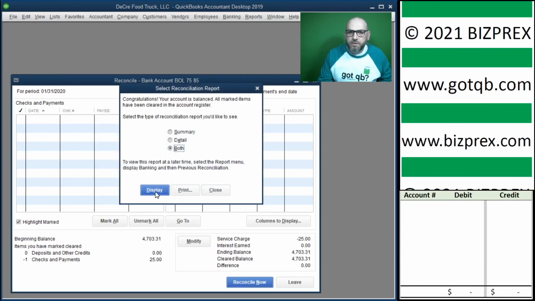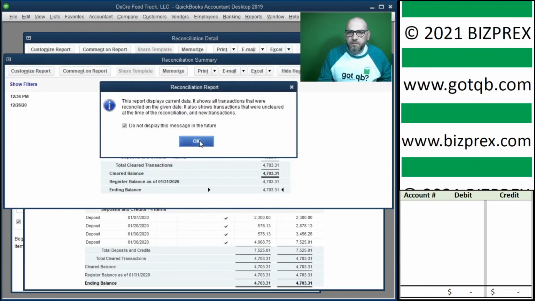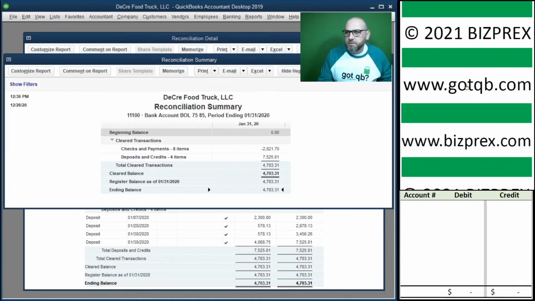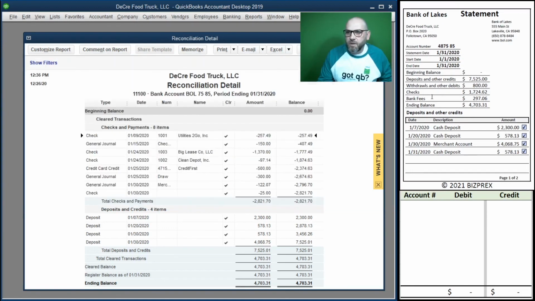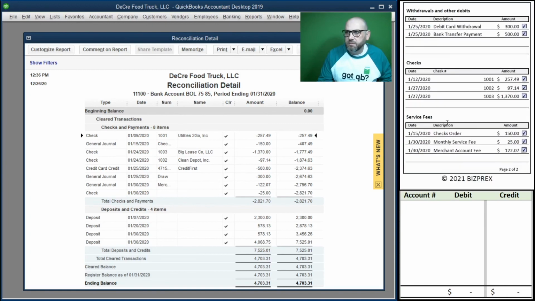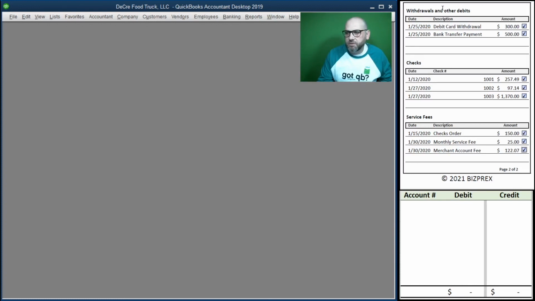We're going to do both. Let's display both. All right, our ending balance, let's make sure that aligns. $4,703.31. Excellent. And our reconciliation detail, let's take a look. Deposits aligns 1 for 1. Awesome. Let's take a look at our charges. They're all right here, right? They align. Perfect. So we're done at this point with reconciliation. You can go ahead and print those reports for your records, attach them to the statements, and we're good to go.